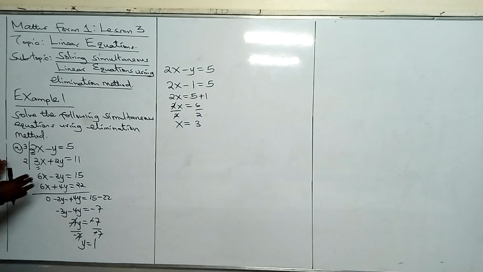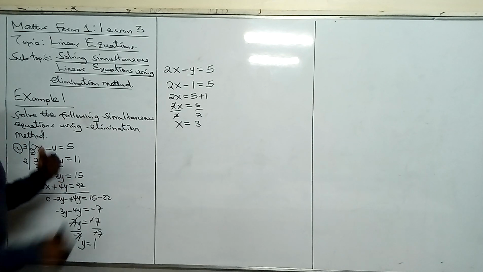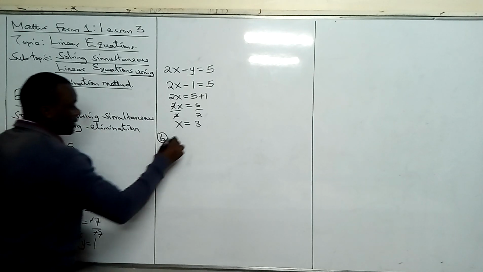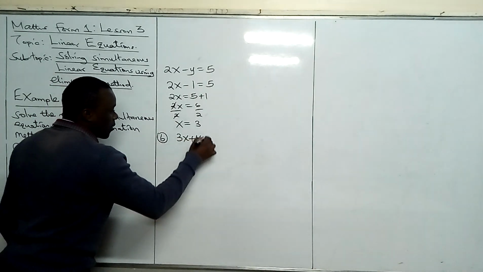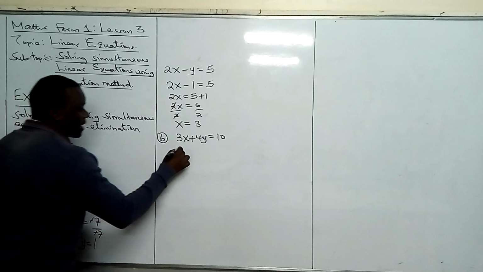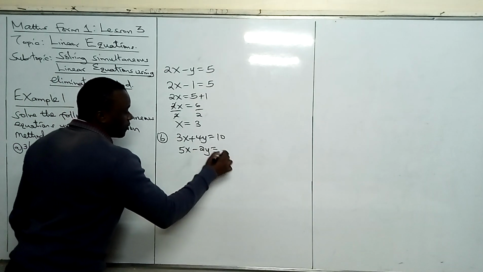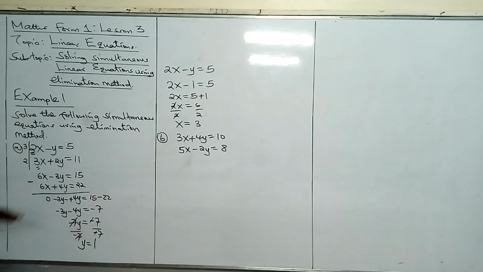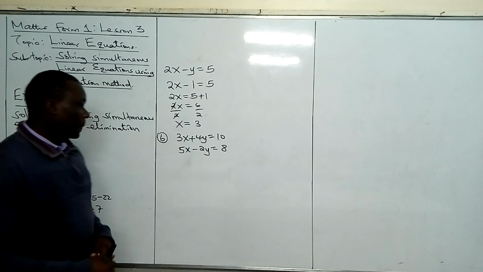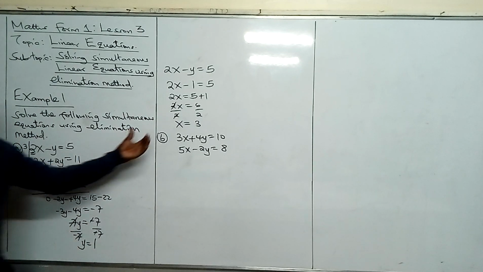In this example, we decided to eliminate the unknown letter x. I want us to look at another example whereby we will eliminate y. Now, we can think of two linear equations. We can think of 3x plus 4y is equal to 10. We can think of another one which can be 5x minus 2y is equal to 8. Let's try solving this particular question using the elimination method, but this time I want us to eliminate the letter y. In the first one we eliminated x, now let's eliminate y.